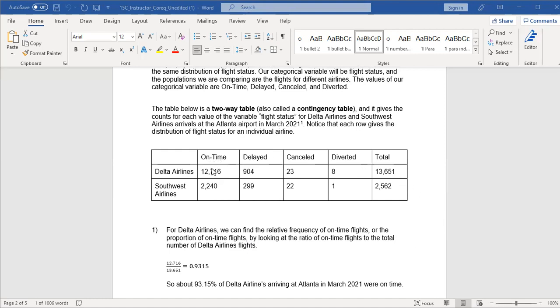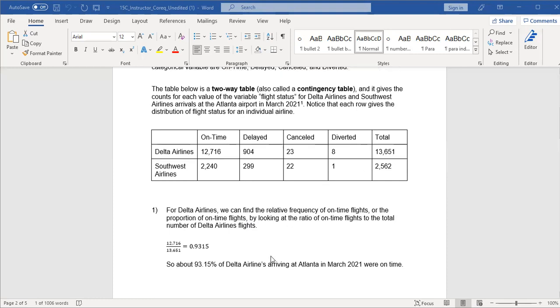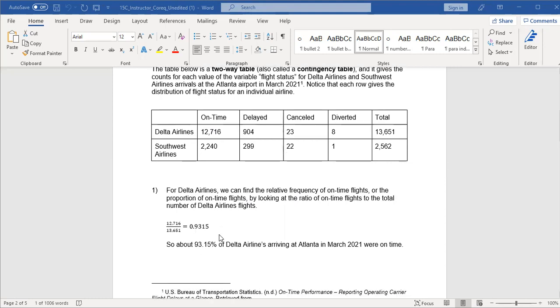So if we get the ratio of the on-time Delta Airlines flights, we're going to divide 12,716 by 13,651. And the answer will be 0.9315, which is about 93.15% of Delta Airlines flights arriving at Atlanta in March 2021 were on time.